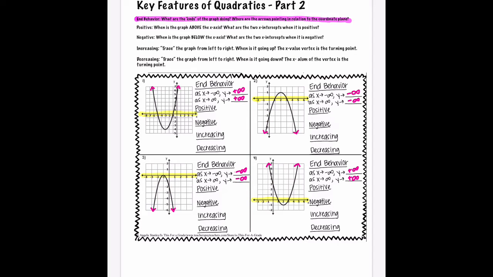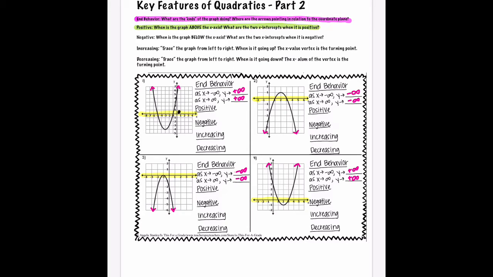Next, we're going to talk about when a graph is positive or negative. For a graph to be positive, that just means that the y values are positive. And when the y values are positive, that means that the graph is above the x-axis, right? Because y equals 0 is the origin. So whenever a graph has a y value of 1 or 2, 3, and so on, those are all positive y values, so we kind of shorten that term and just say that it's positive.